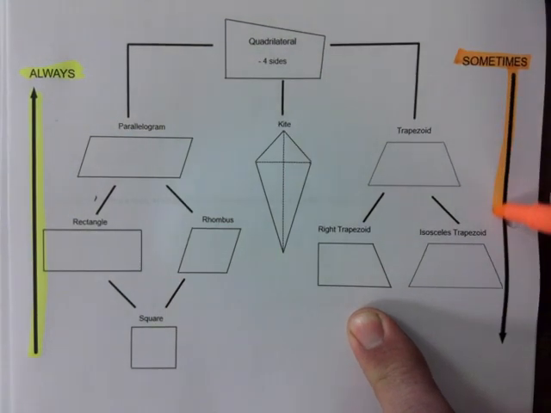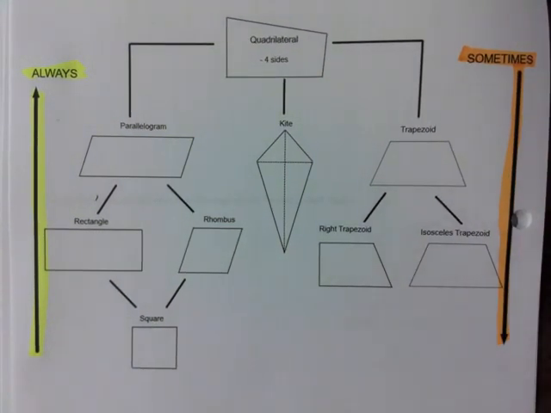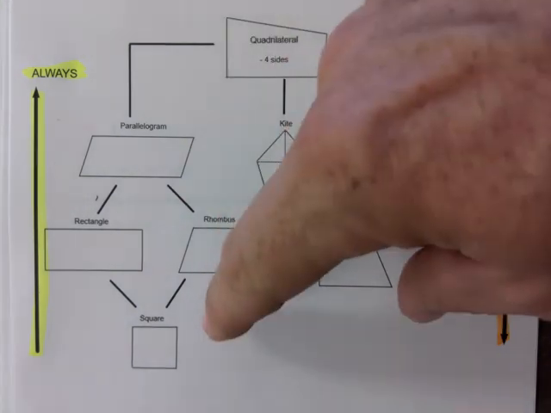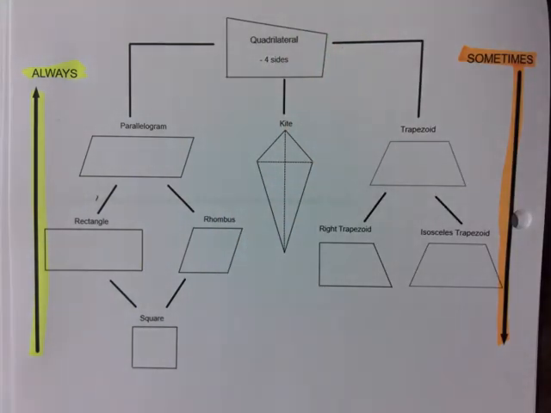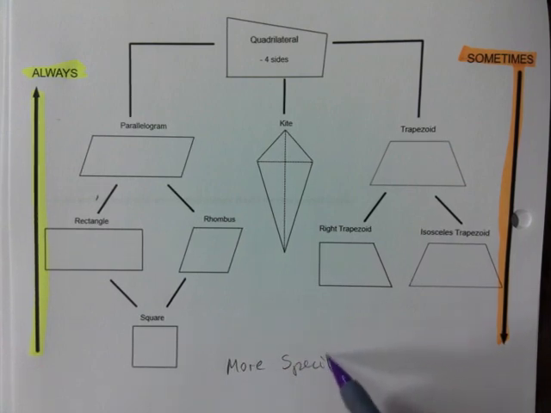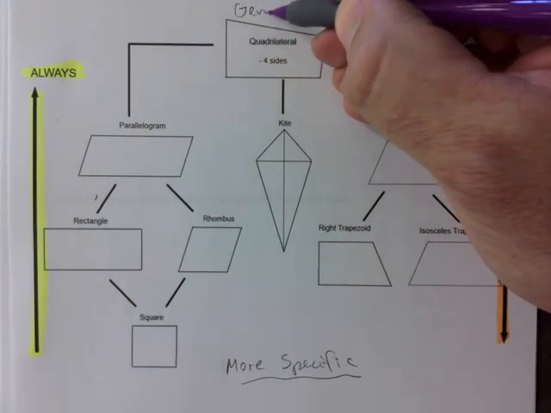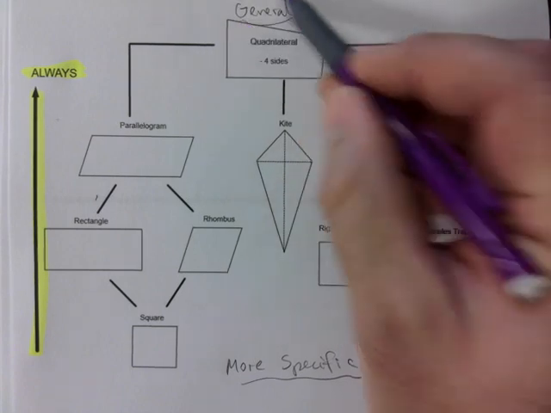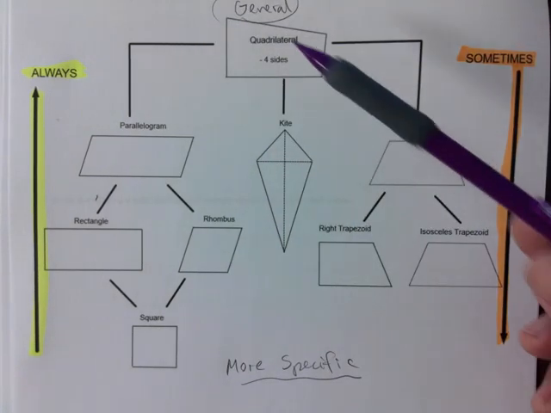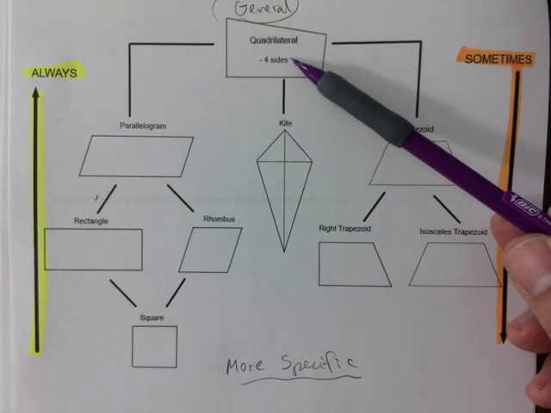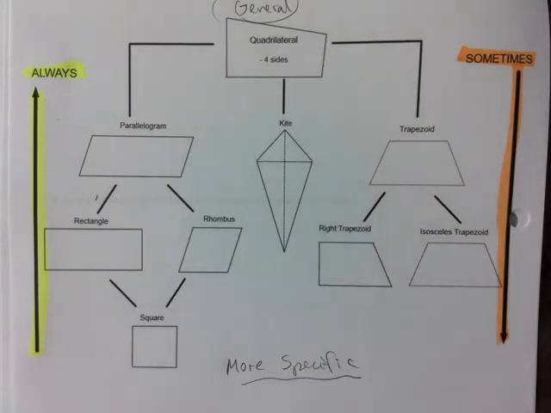Okay, if you go downstream, you're going general to more specific. It's not always going to be the case. Okay, I would say at the bottom here, more specific. And at the top, you say general. Okay, so we've got quadrilateral as our four-sided, and then we branch off.